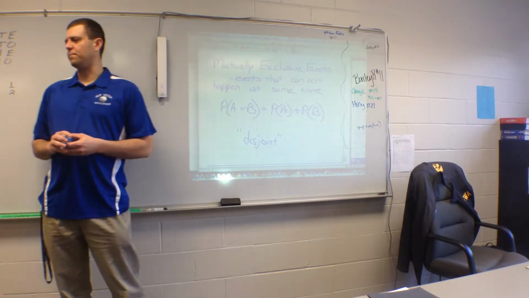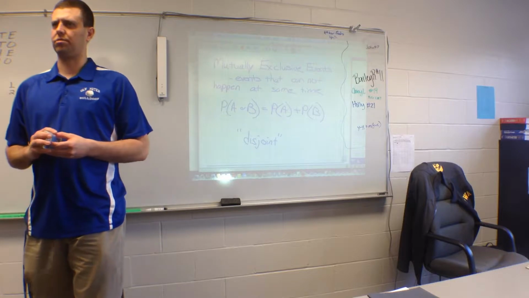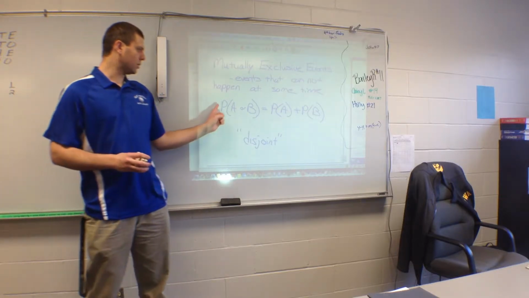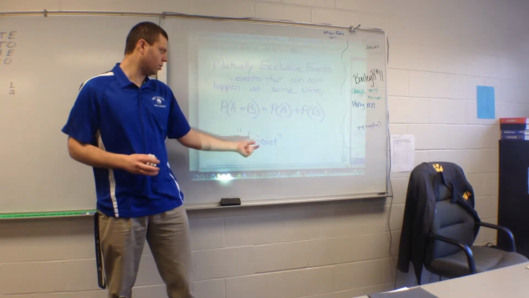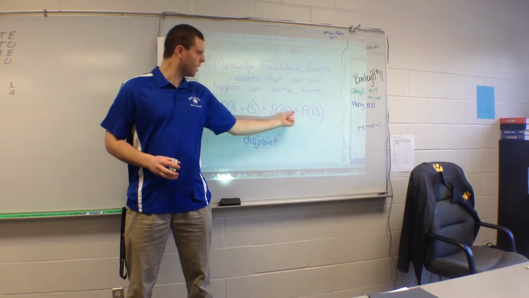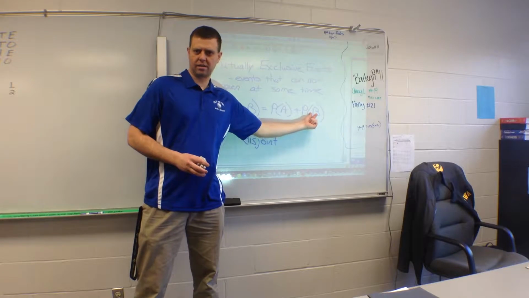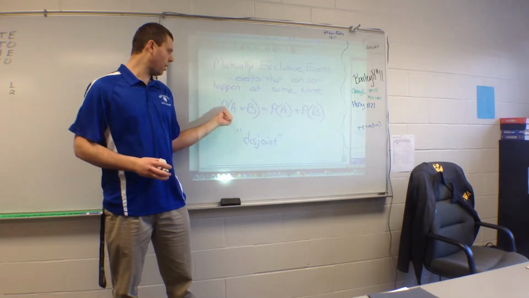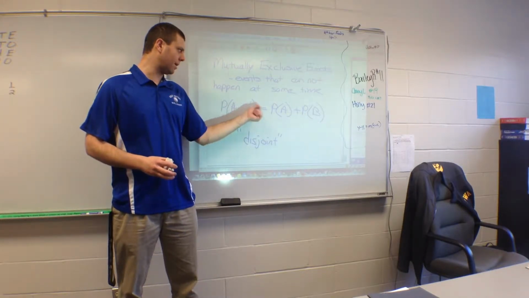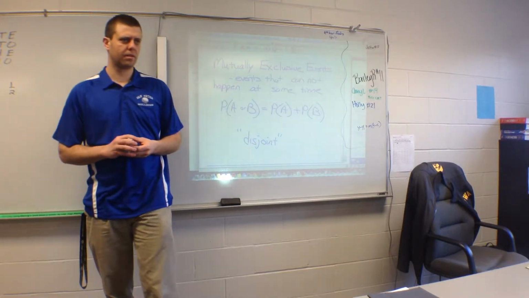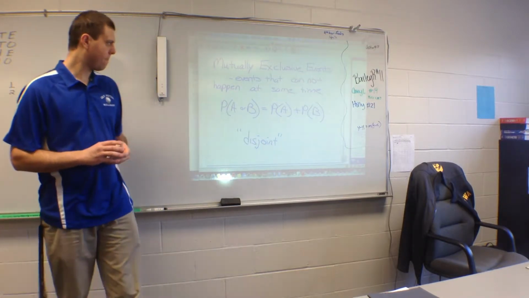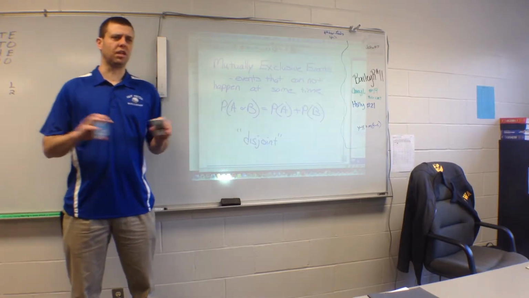But when you do have mutually exclusive events, if I said what's the probability of drawing a 10 or a jack, all you do is find the probability of drawing a 10 plus the probability of drawing a jack. So if you want to find the probability of A or B happening, all you have to do is find the probability of A and add it to the probability of B. That's when they are mutually exclusive.